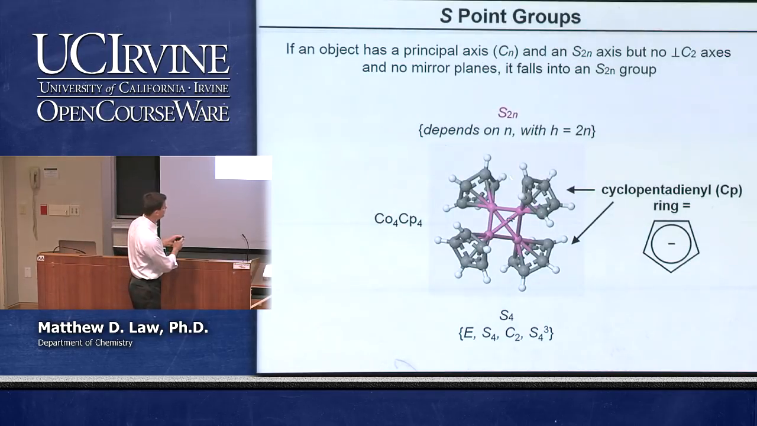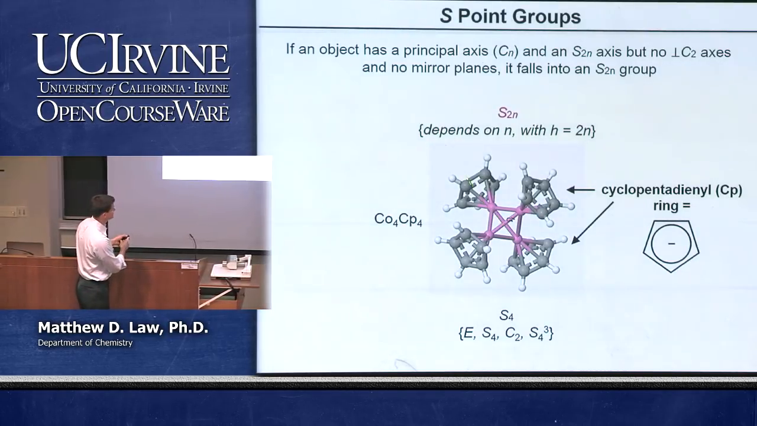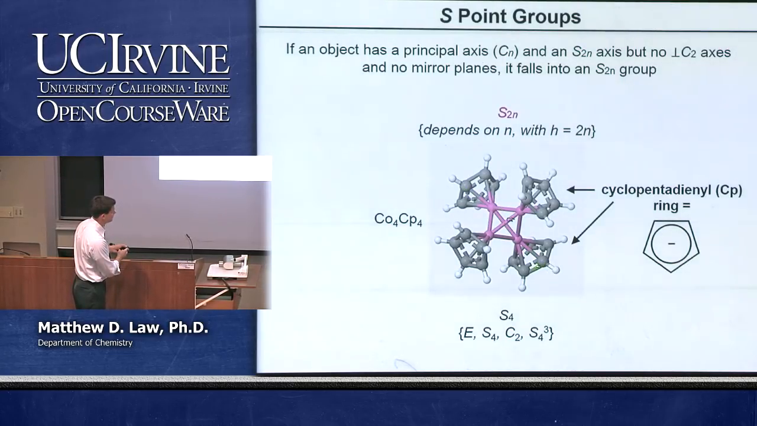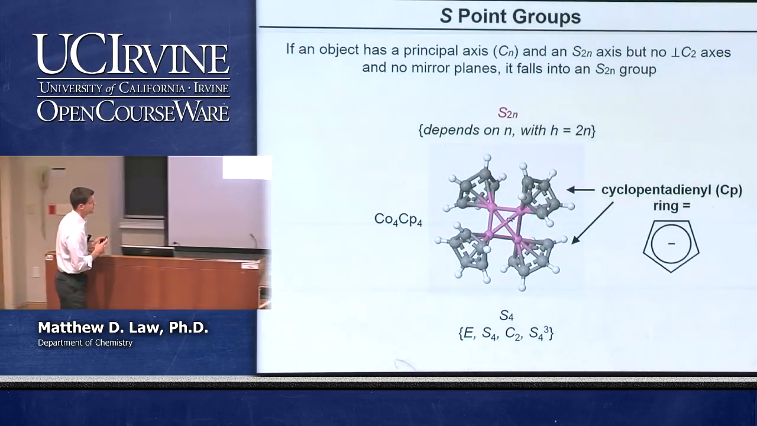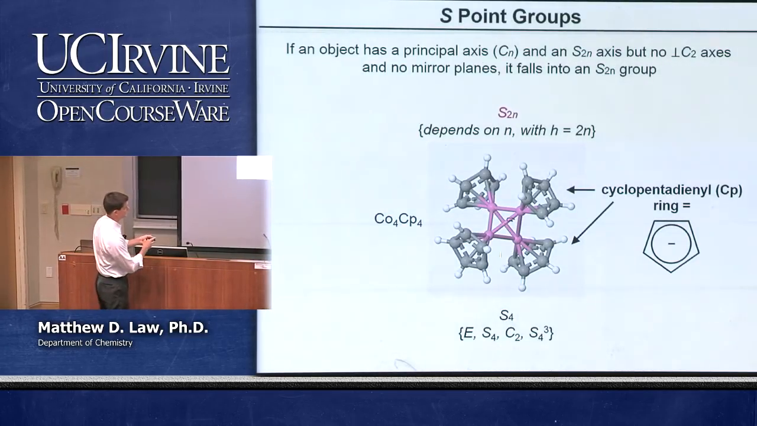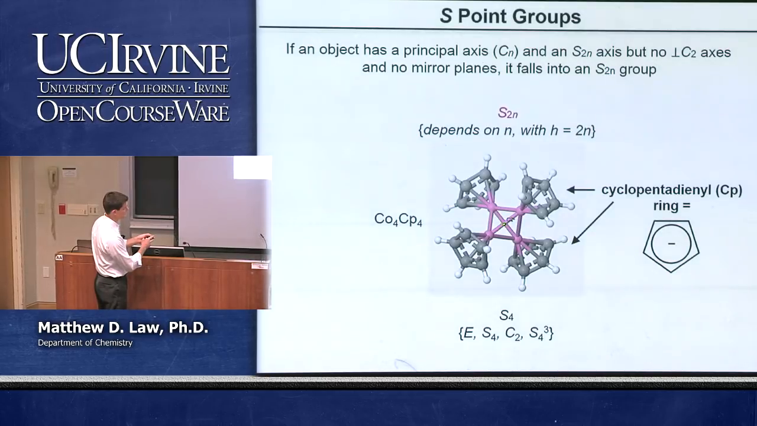And so there is no mirror plane, say, along this line here, because that would move this atom slightly across the mirror plane to that position, and there's no atom there. Okay? But there is an S4 axis. Right? So it's parallel to the C2.